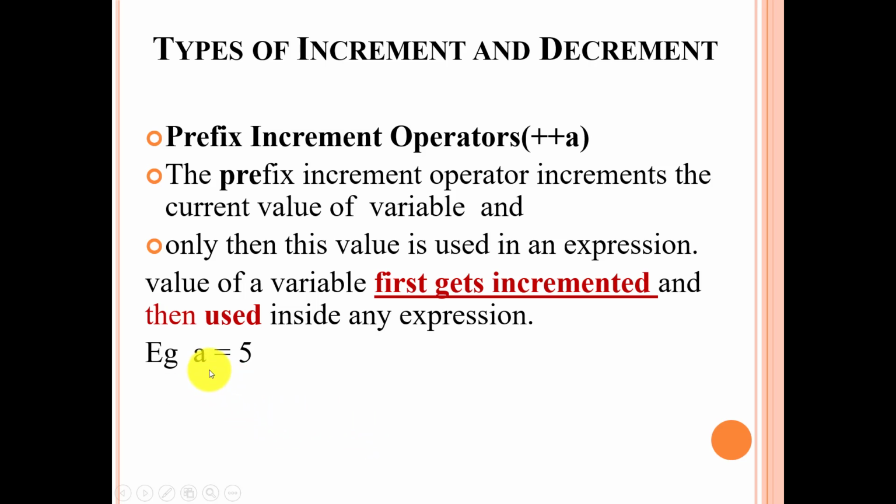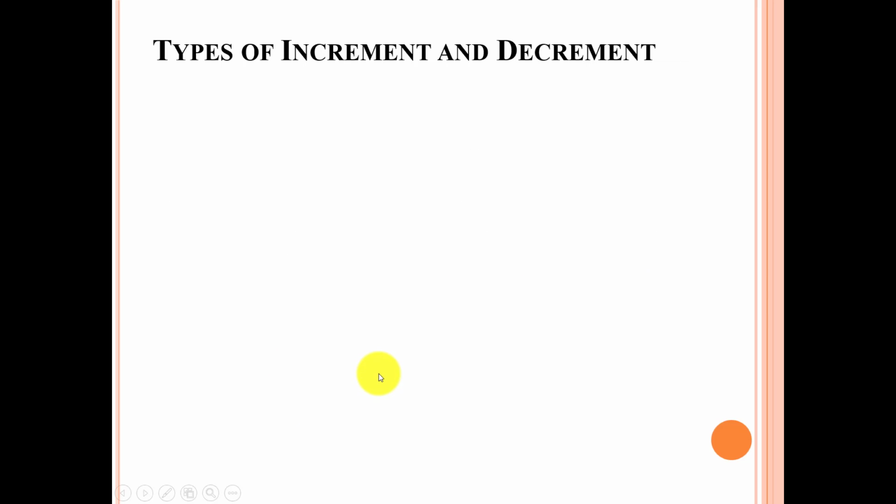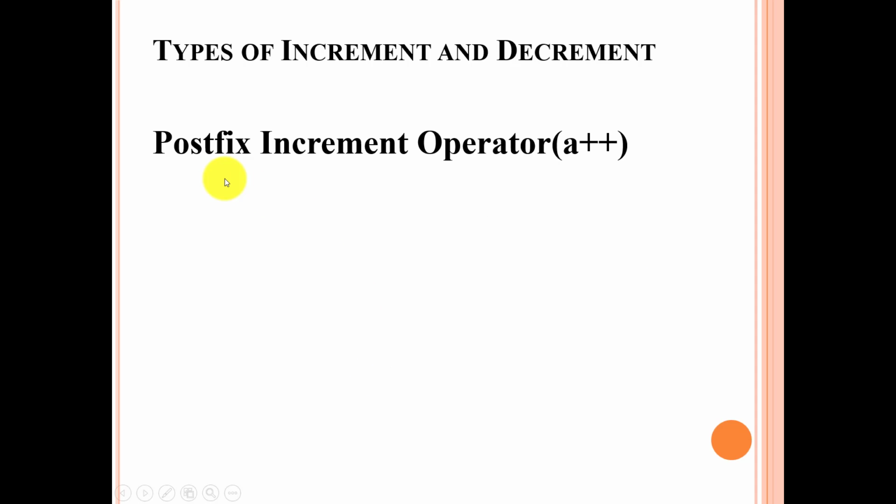Let's consider this example. A is equal to 5. Then plus plus a, that is prefix. With prefix, it increments the value of a first. So because of the prefix, it first gets incremented; the value becomes 6, and then it is used in the expression. That is the meaning of prefix increment: we add first and then use it in the expression.